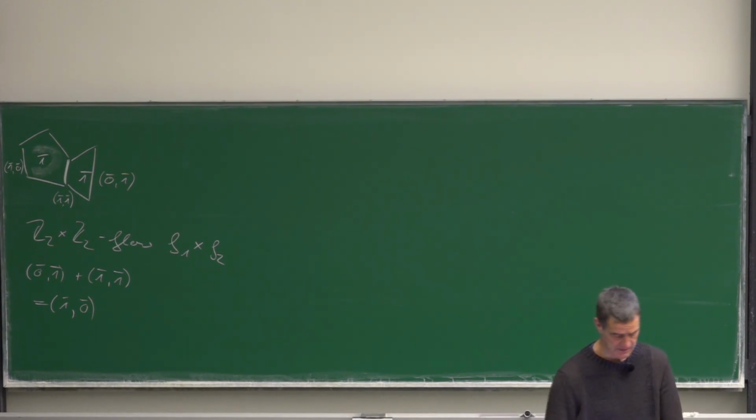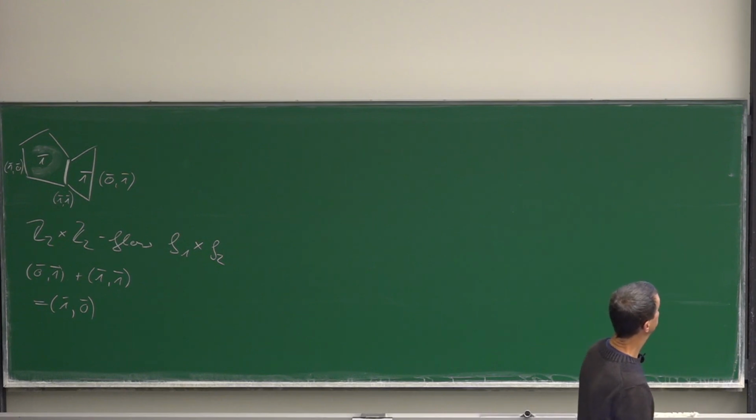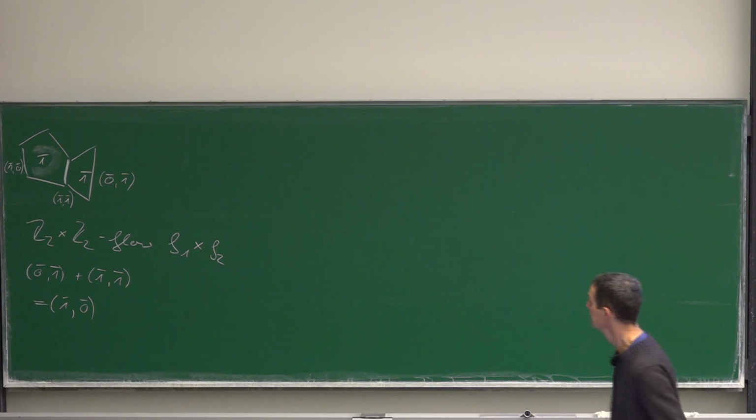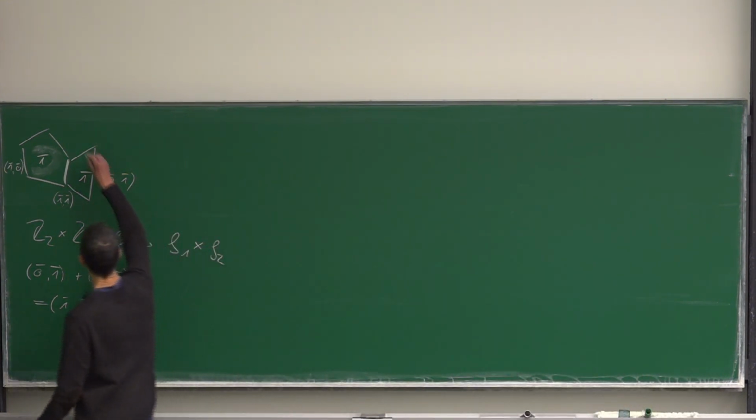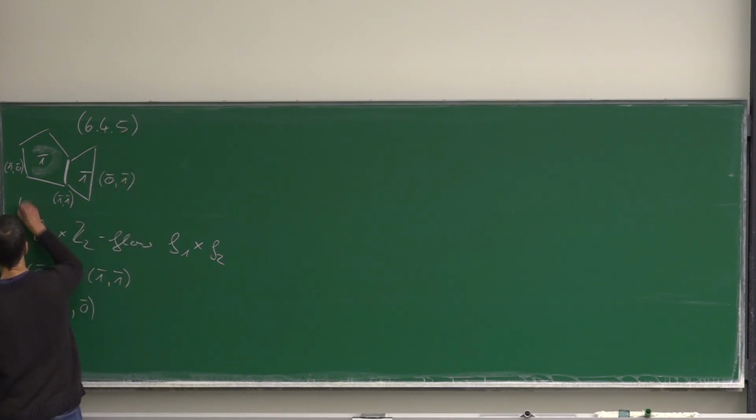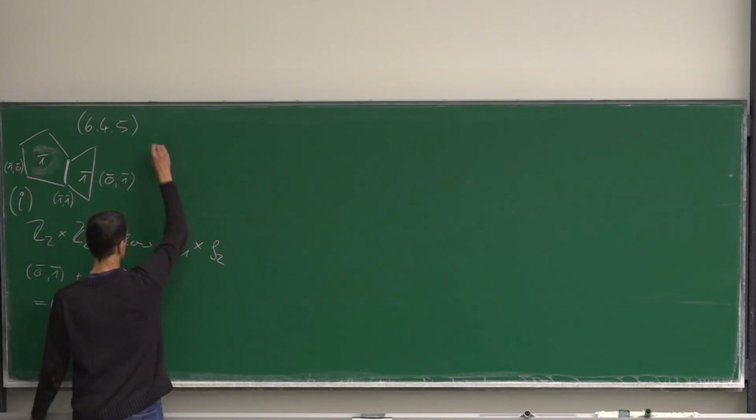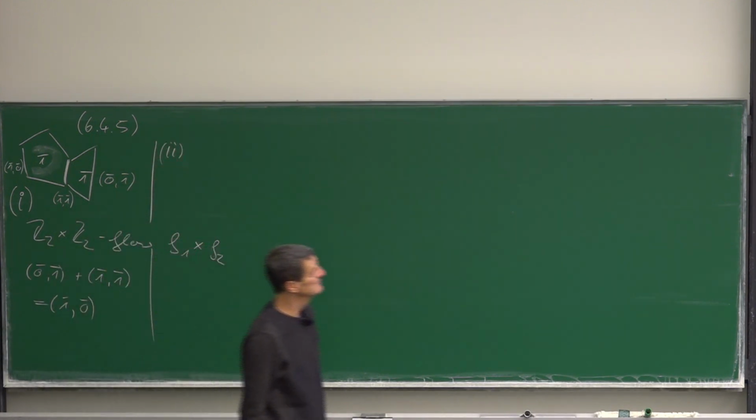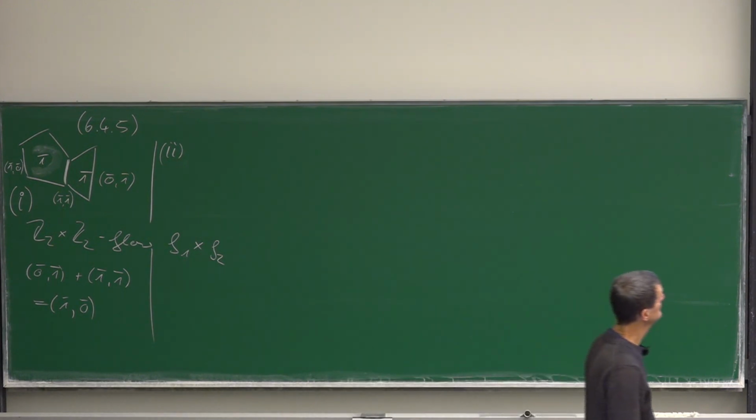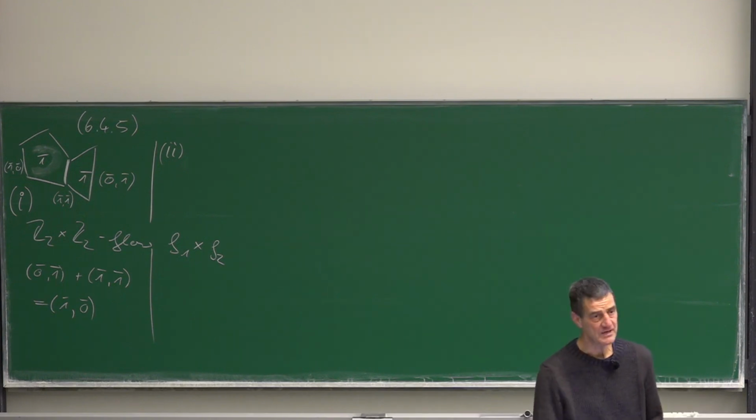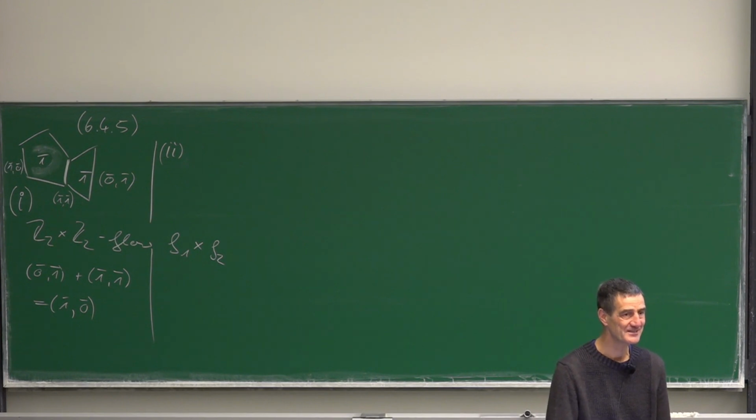No. Then we have the second part of that proposition, 6.4.5. So let me write this up here. This is 6.4.5, part 1. And now 2, what does 2 say? A cubic graph again has a 4-flow if and only if it's 3-edge colorable.